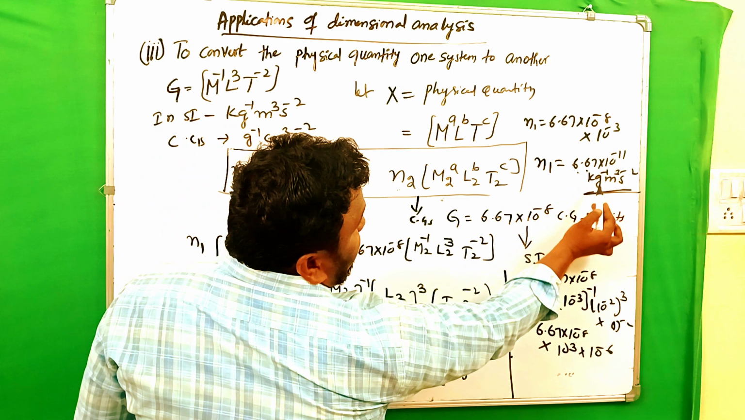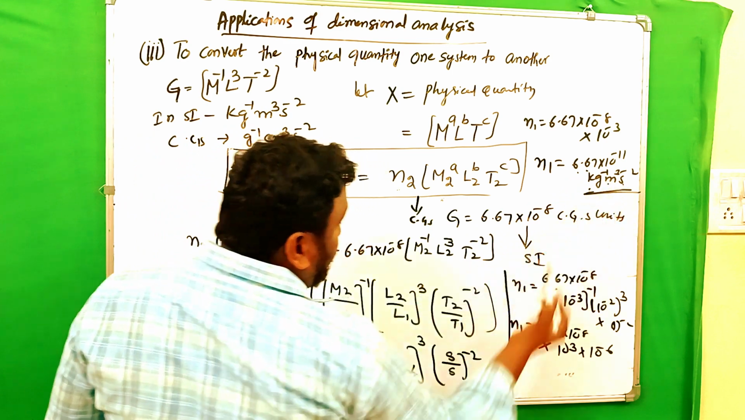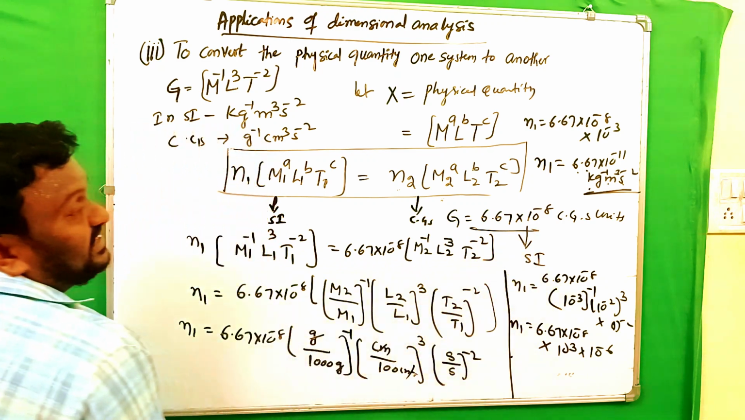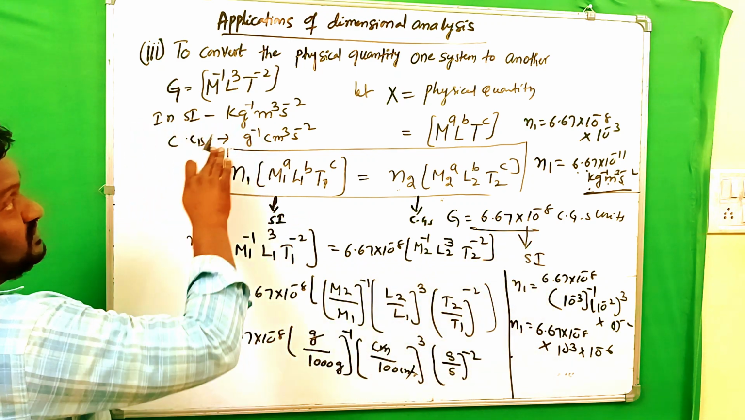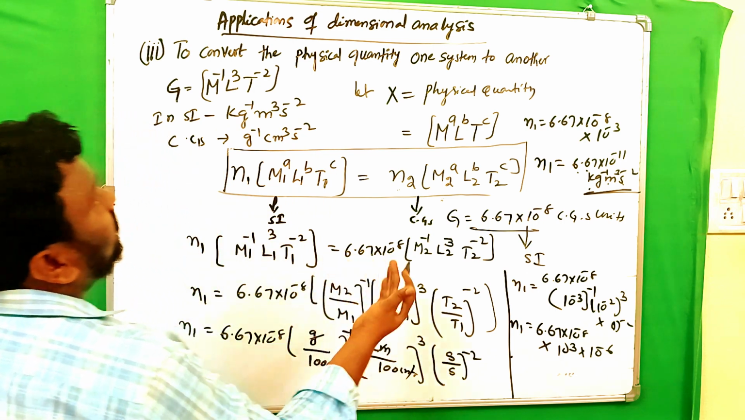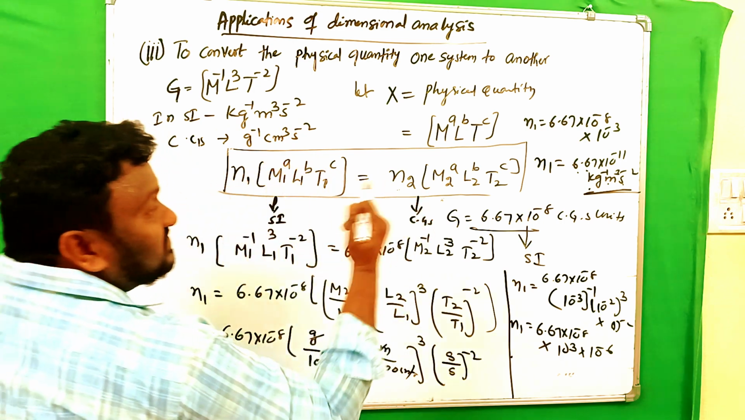6.67 into the power of minus 11 kg inverse meter cube second inverse 2 is equal to 6.67 into the power of minus 8 gram inverse centimeter cube second inverse 2. Okay, so in this way we will convert the units from one system to another system.